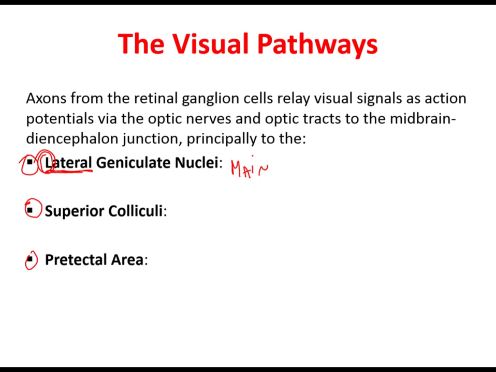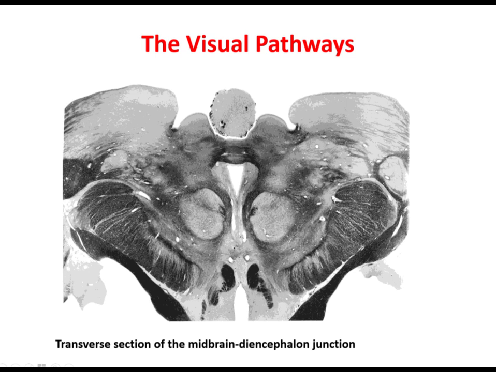So the fibers that actually go to the pretectal area basically are involved in the pupillary light reflex and the accommodation reflex. And now we can look at some of these structures that we've seen before. So again, here we're talking about a transverse section of the midbrain diencephalon junction.